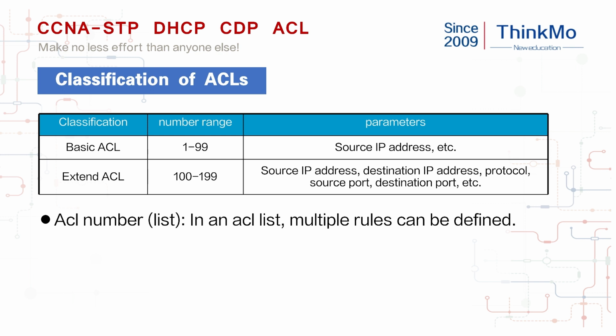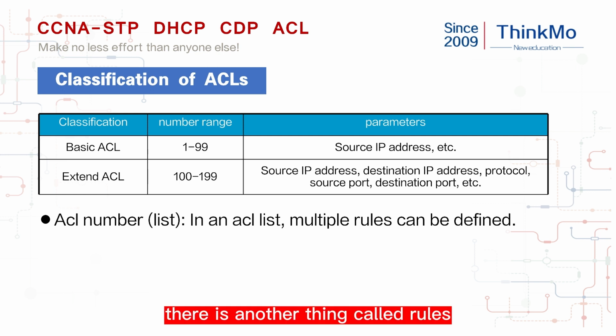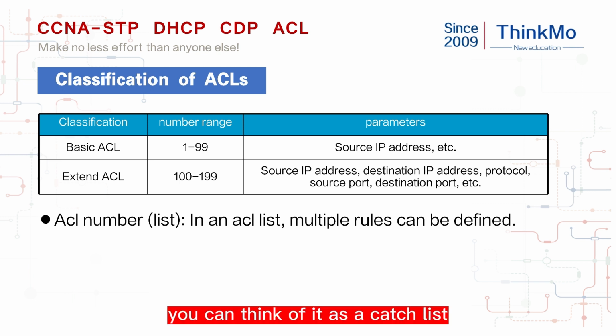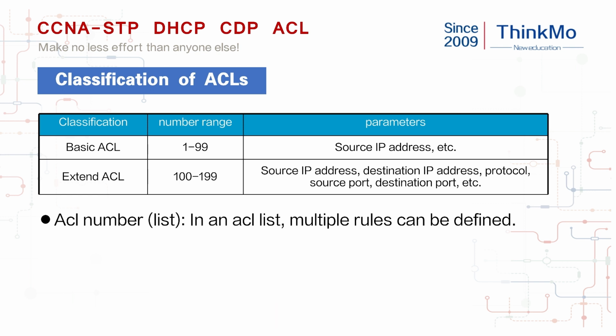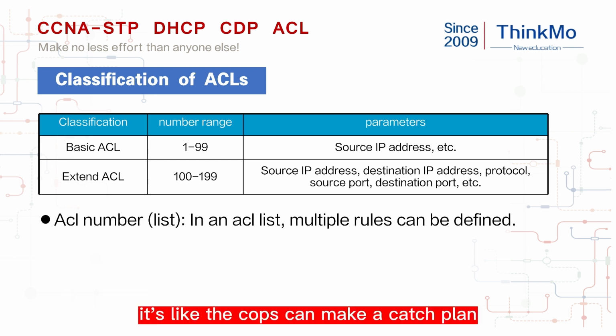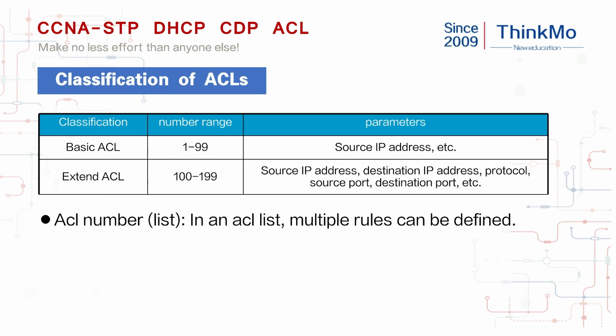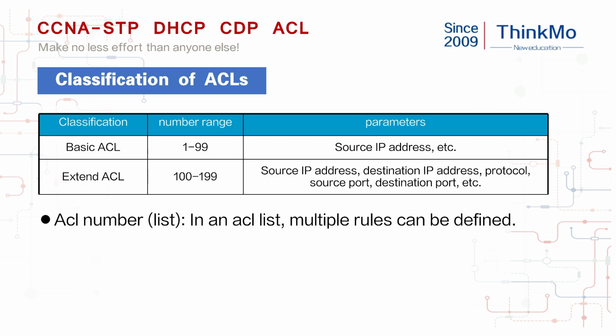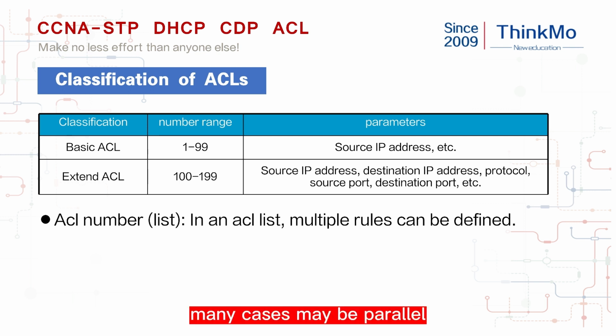In fact, besides being a list, there is another thing called rules. So we just want to define, for example, ACL, we write a number. It's like a list. You can think of it as a catch list. In this list there will be different rules. It's like the cops can make a catch plan. In the plan, many people can be arrested. Many cases may be parallel.